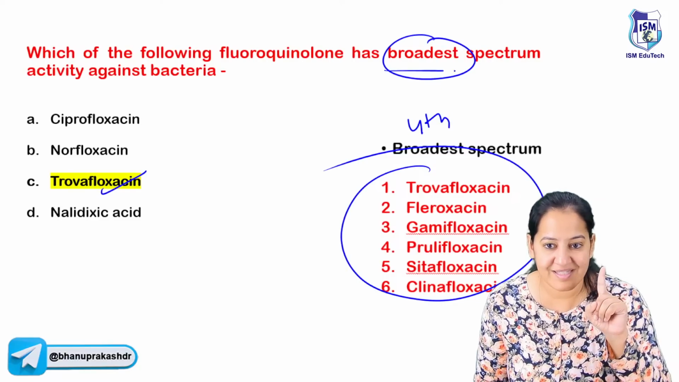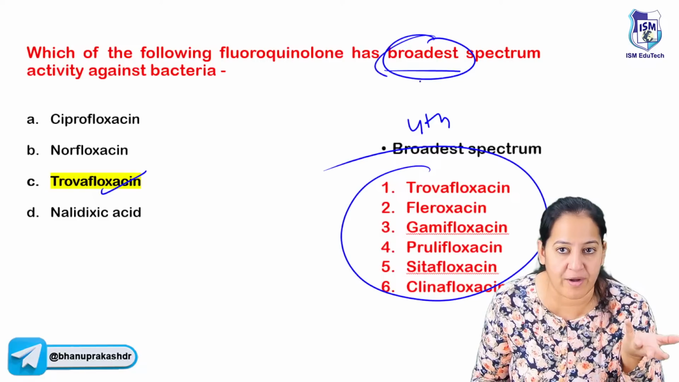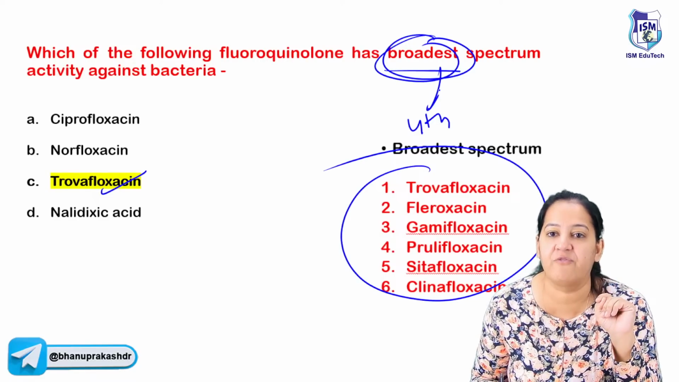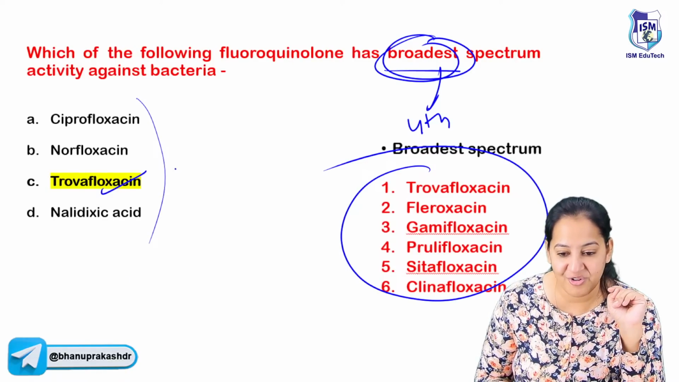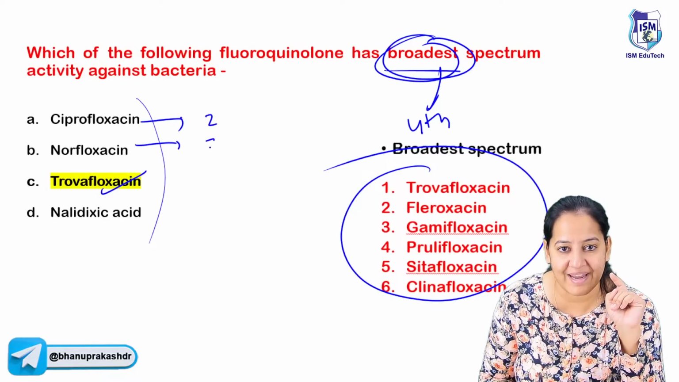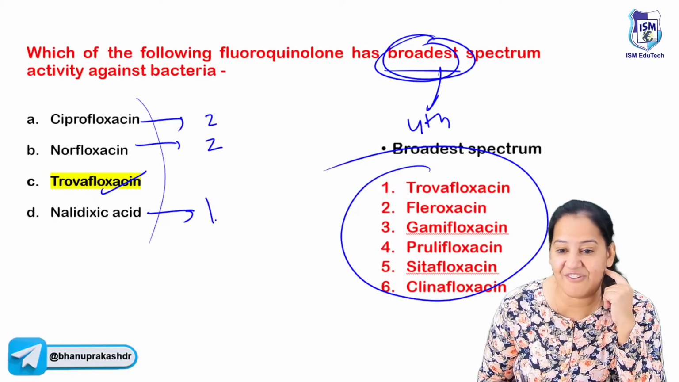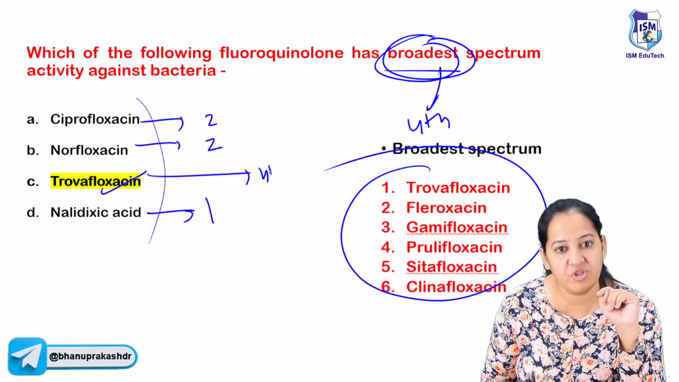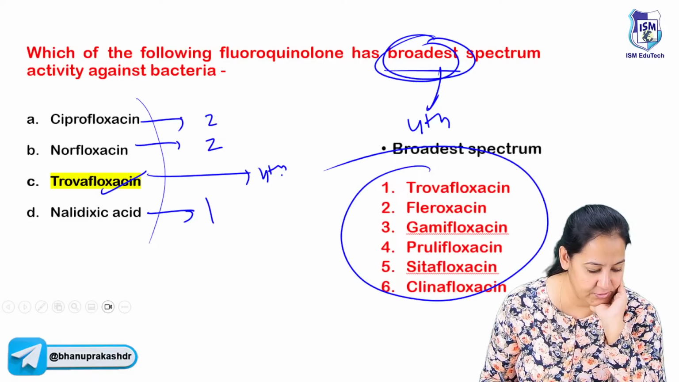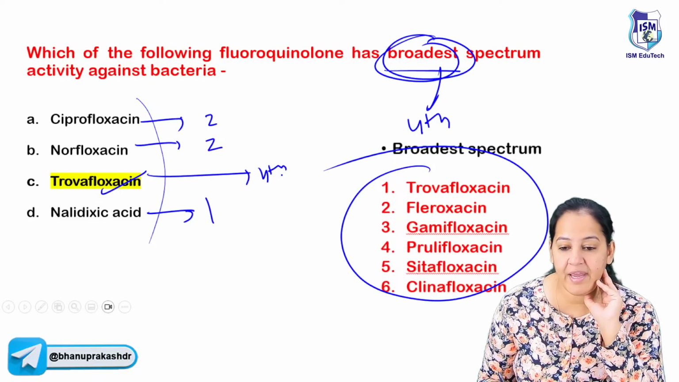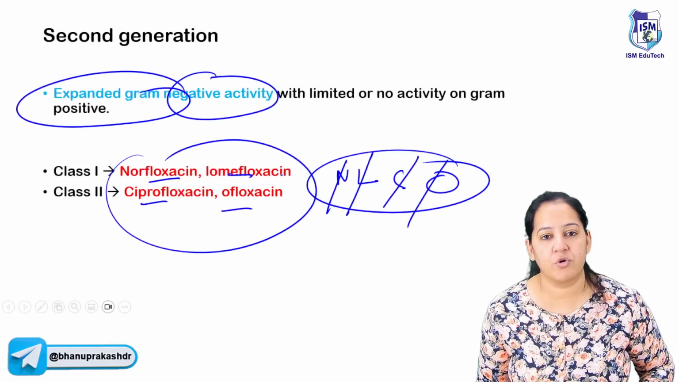In the question, they are not saying the fourth generation word, but they are saying the broadest. By broadest, you have to interpret they are asking the fourth generation, because the fourth generation is the broadest one. So which among the following is the fourth generation? I guess the ciproflox and norflox are second generation, and nalidixic acid is the first generation. Only among the option fourth generation is provaflox. So you have to learn that. Got my point? Okay, got it. So Trovaflox is the correct answer.